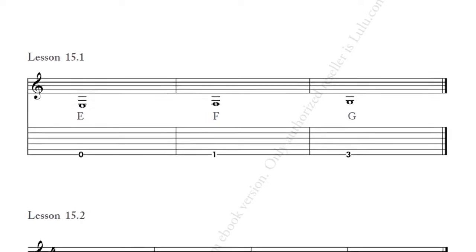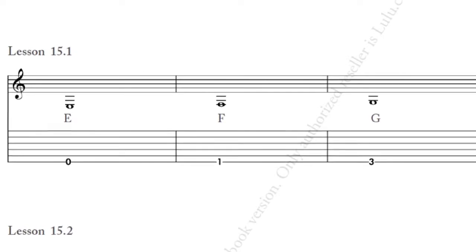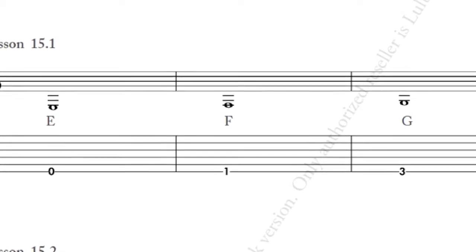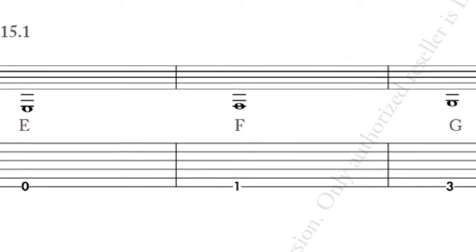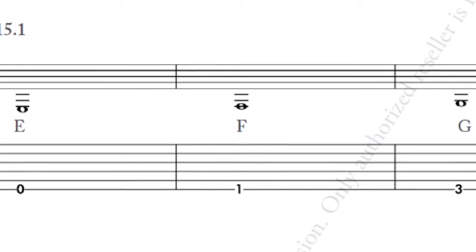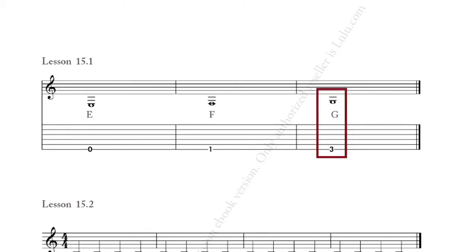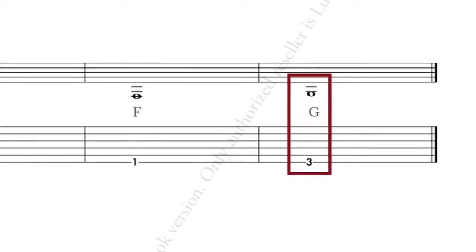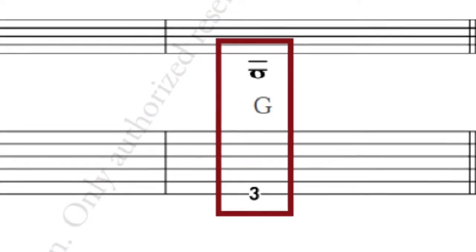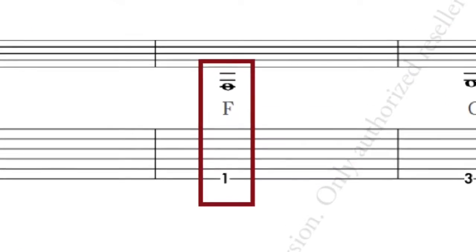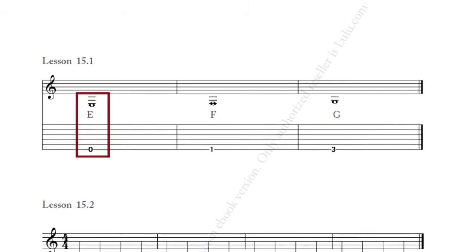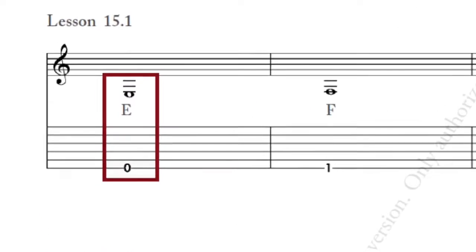We move down to the 6th string. We always have at least 2 ledger lines. So if we remember, A was on the second ledger line below the staff, you can see that G is directly below A. It's below the second ledger line. Then below G, we have to add a 3rd ledger line to get F. And then directly below the 3rd ledger line is E.